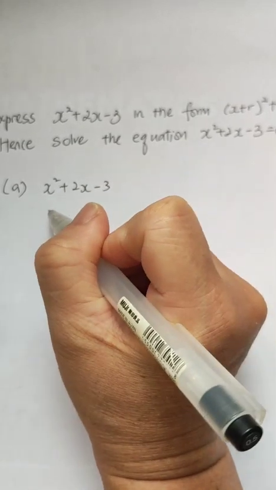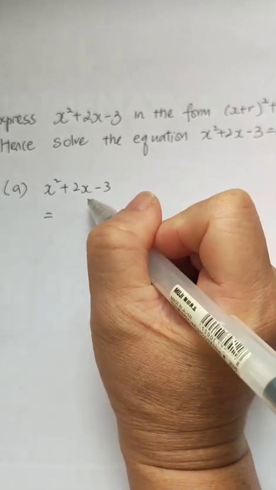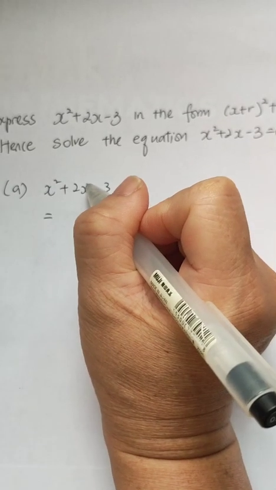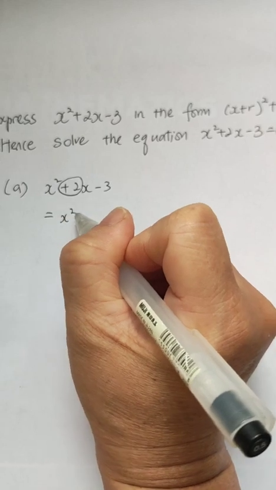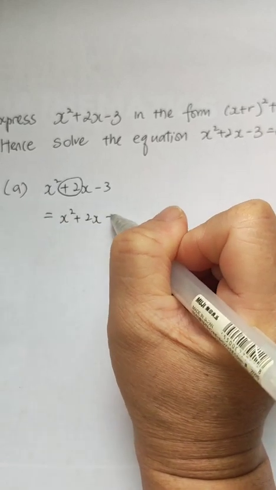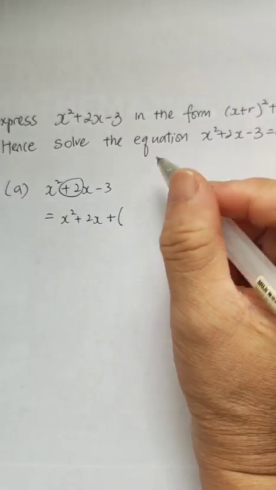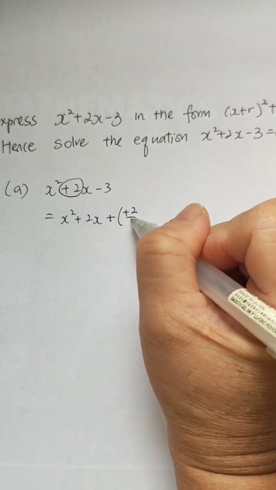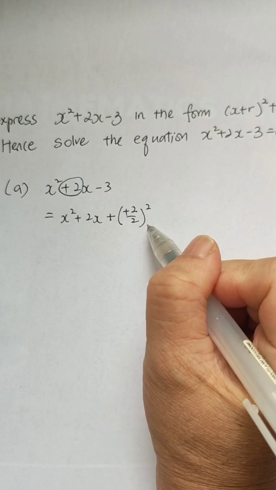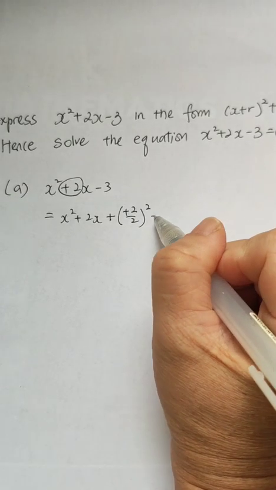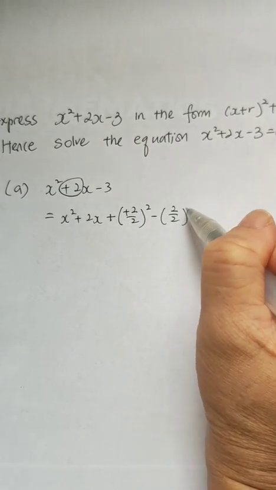Alright, so to do that, step number 1 is to zoom into the coefficient of x, which is positive 2. I just need to add the coefficient of x, which is positive 2, divide by 2, and square it. When you add you can't change the question, so when you add something, you basically just have to take it away.